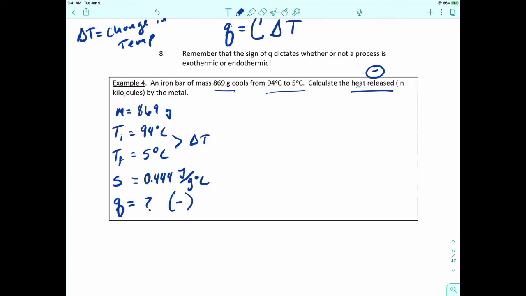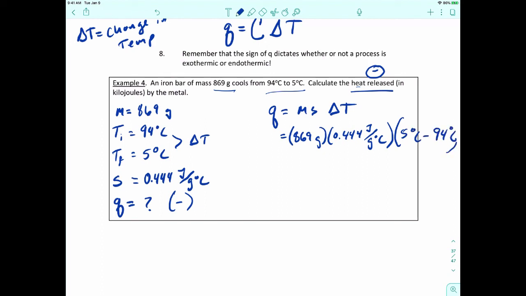All right, so let's set this up. So Q is equal to MS delta T. Okay, let's pop in what we know. So the mass is 869 grams. S is going to be 0.444 joules per gram degree Celsius. The final temperature was 5 degrees Celsius. The initial temperature was 94 degrees Celsius. All right, so let's take care of the delta T part for a second. If we take 5 and subtract 94 from it, 5 minus 94 gives us a negative 89 degrees Celsius.